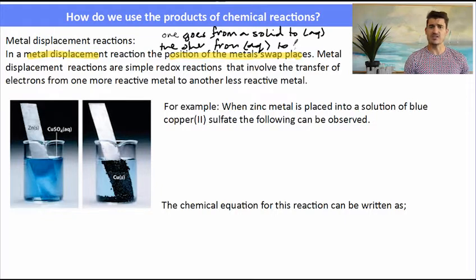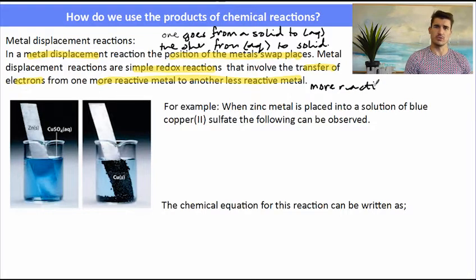Metal displacement reactions are simple redox reactions because they do involve that transfer of electrons, and the direction of electron transfer is from the more reactive metal to the less reactive metal ions. More reactive metal undergoes oxidation, less reactive metal undergoes reduction.